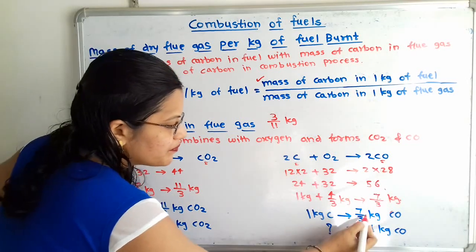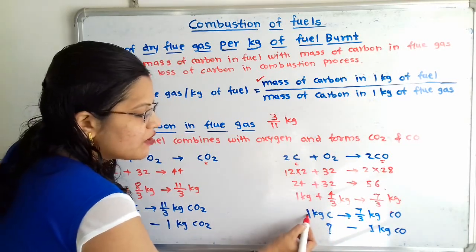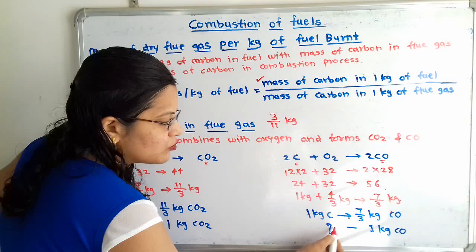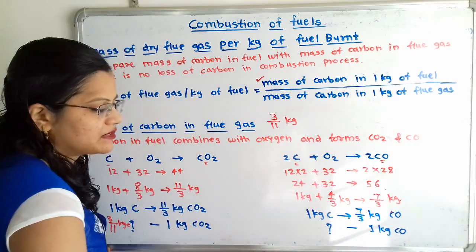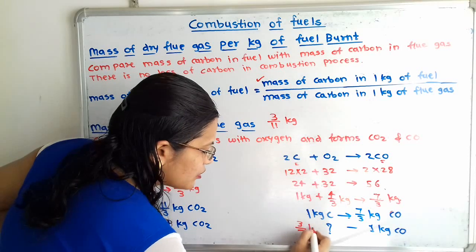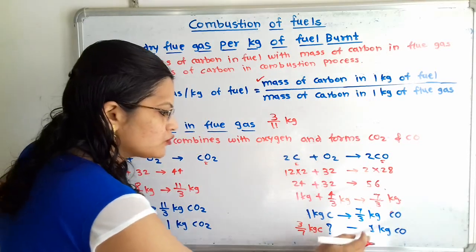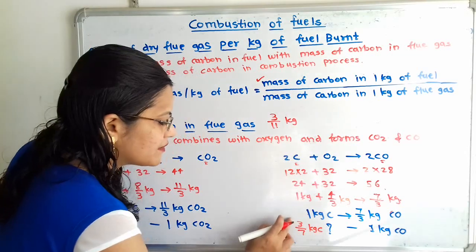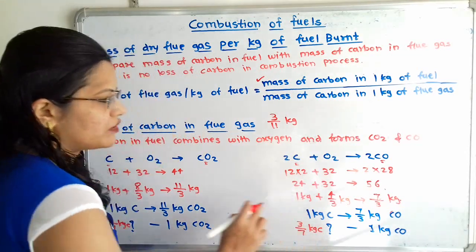So again we will make the cross multiplication. 1 multiplied by 1 is equal to x multiplied by 7/3. So what is the value of x? That is 3/7 kilogram of C. So 1 kilogram of carbon monoxide will contain 3/7 kilogram of C.